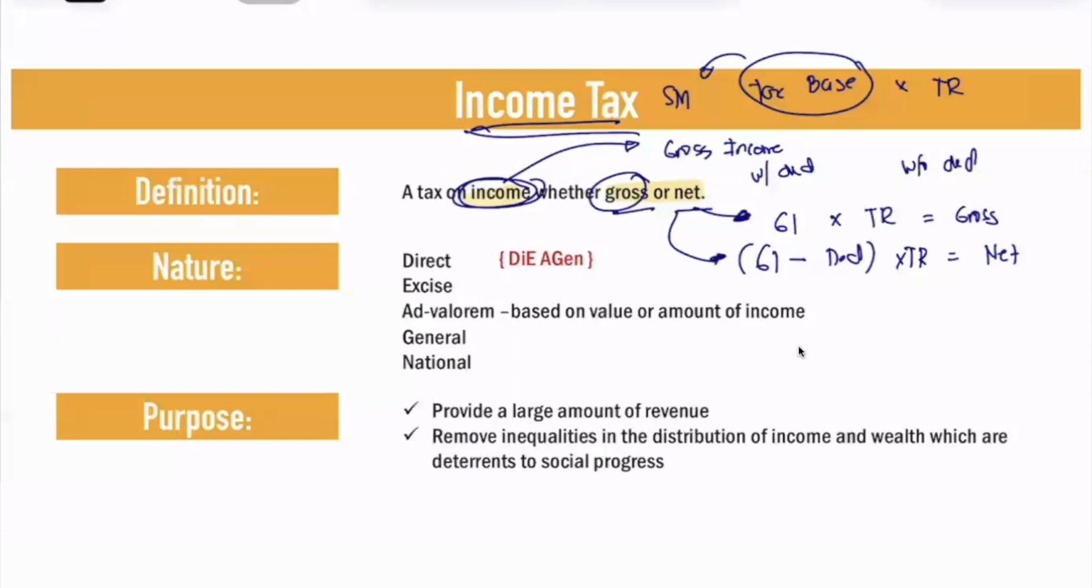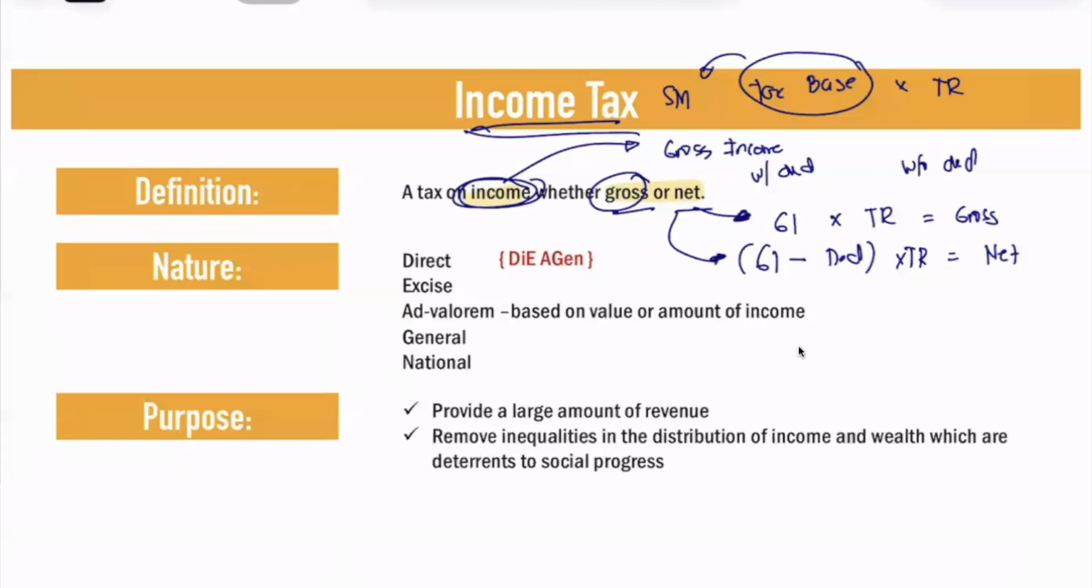And then next, nature of income tax. The first nature of income tax is direct. Why is income tax direct? Because the one who is subject to tax is also the one to pay the tax. We call this the impact and incidence of taxation falling on the same person or entity. That's why it is direct. So if ever you are subject to income tax, you're the one liable to pay the income tax.